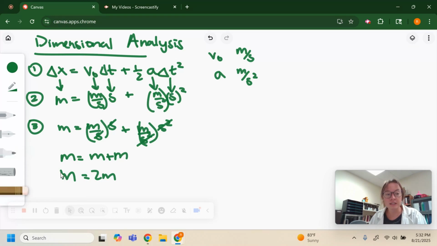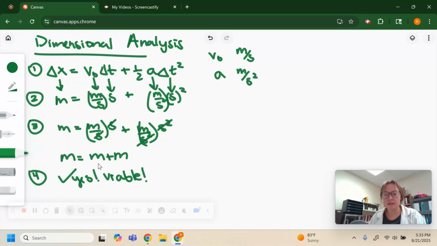So here's the main gist of the story, is that you have meters on this side over here, you have meters and meters on this side over here, and so step 4 is to state whether or not the equation is viable. And for this equation, because we have meters on both sides, I'm going to say, yes, this equation is viable. Now, if I ended up with meters on one side and meters times seconds on the other side, I would say, no, that's not possible, and this is not a viable equation. But in this case, I get that it is a viable equation. And that's how we do dimensional analysis, is we follow those 4 steps.